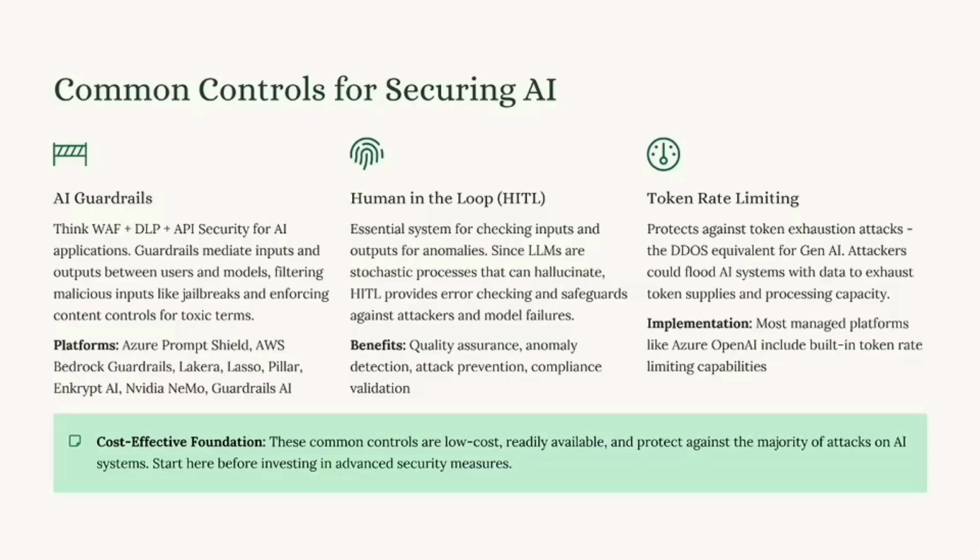There are other platforms like Hera, Lasso, Pillar, Encrypt. NVIDIA has an open source guardrail called Nemo. Guardrails AI is also open source through GitHub. So you can do this yourself. But this is a very powerful tool that will front end all of the things that are going into your AI and coming out of your AI to protect your end users.